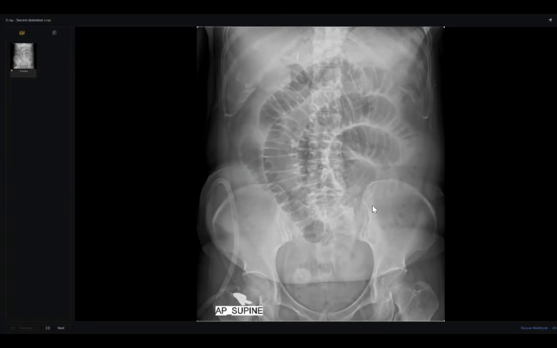Second, I am suspecting, I will ask the history of any previous surgery because this could be due to adhesions. This is your next step. I will convey my findings of a small bowel obstruction to the referring physician and recommend CT abdomen with contrast to rule out the cause.